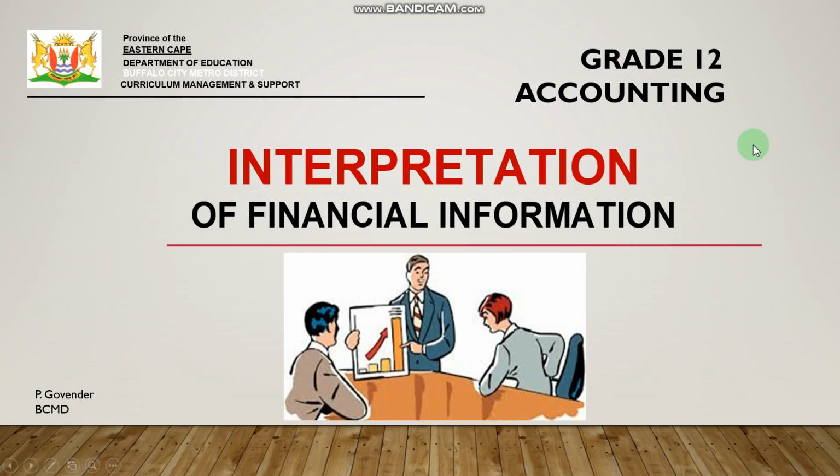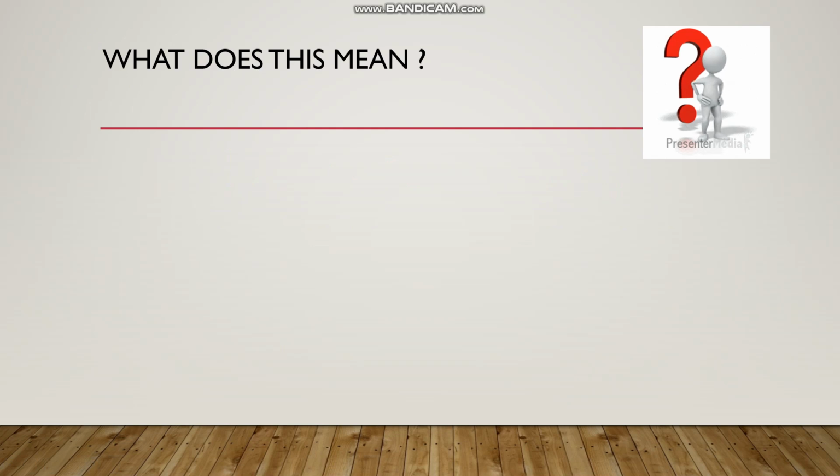Interpretation of financial information. This step of interpretation would logically follow the steps of preparing financial statements for an accounting period. Once we reach this stage, the financial statements are prepared. We now need to look at what information they are presenting to us and how we can use this information, looking at the past and projecting for the future. So what does this mean? What would we be doing?